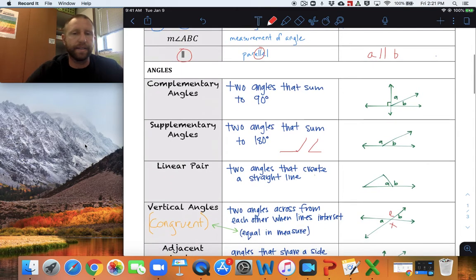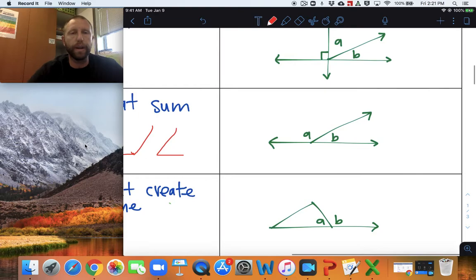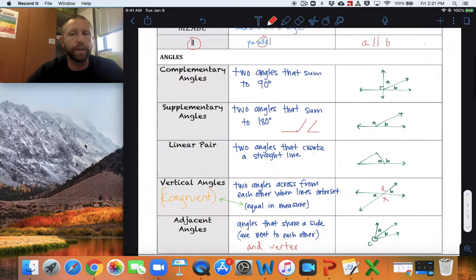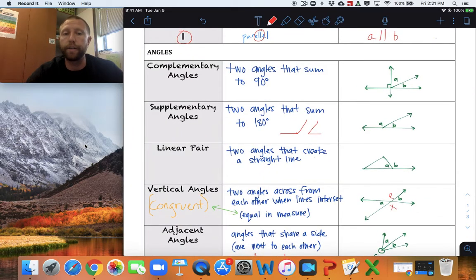The next one is supplementary. Supplementary angles are two angles that sum to 180 degrees. So you can see in the example here, we know that in any line, it's 180 degrees. So if I have that line being intersected by another line, the angles that get formed from that are going to be supplementary. They will add up to 180 degrees. So we would say in this example, angles A and B are supplementary because we know that they sum or add up to 180 degrees.